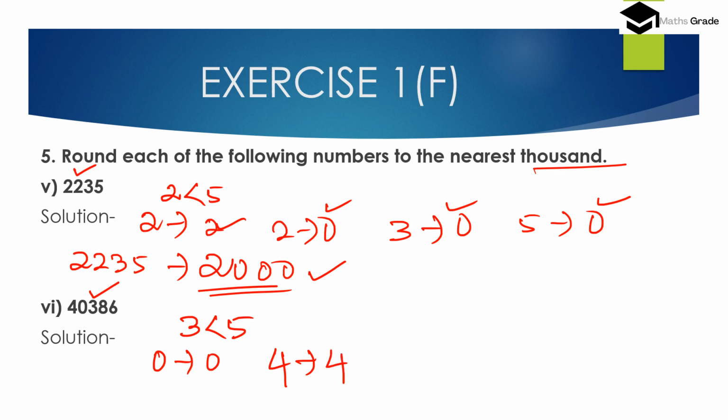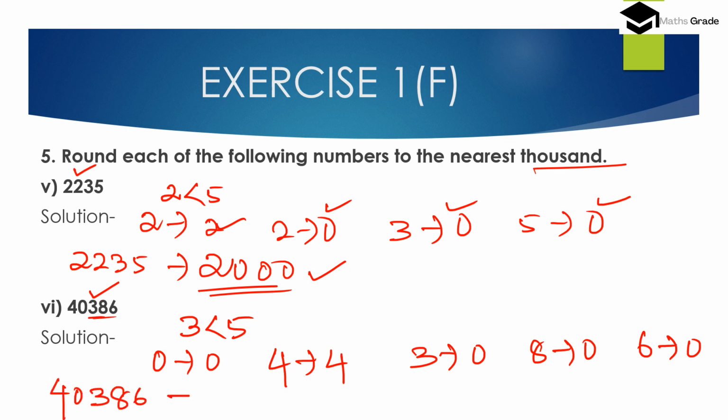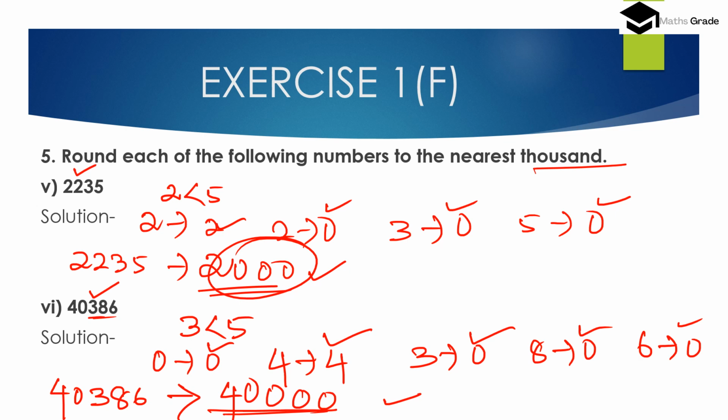The 10,000s digit 4, just write down 4 only, and the 100s digit 3 changes to 0, the tens digit 8 changes to 0, 6 changes to 0. So 40,386 rounded off to the nearest 1000 is 4, 0, and 3 changes to 0, 8 changes to 0, 6 changes to 0: 40,000. Now 2235 rounded off to the nearest 1000 is 2000, and 40,386 rounded to the nearest 1000 is 40,000.